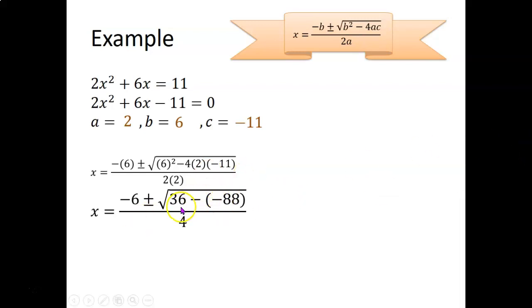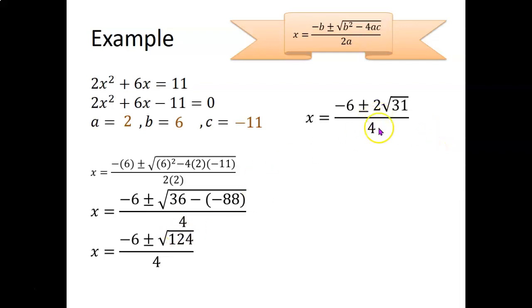So under the square root sign, 36 minus negative or plus positive 88 is 124. Meanwhile, down here, 2 times 2 is 4. So we have negative 6 plus or minus the square root of 124 all over 4. 124 is not a perfect square, but we can factor out a perfect square and do a little simplifying. We can break 124 up into 4 times 31.